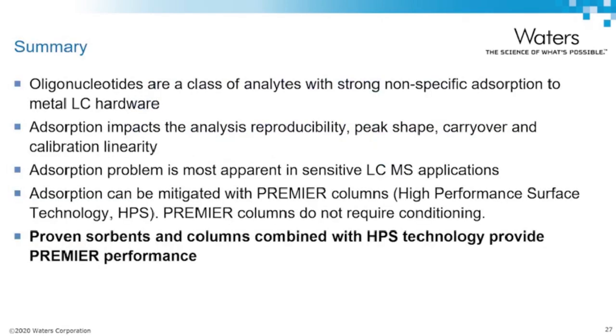Finally, we arrive at the summary slide. So I believe I convinced you that oligonucleotides are a class of analytes with a strong adsorption to the metallic surfaces, and this adsorption will impact your analysis reproducibility. It may impact peak shape, carryover, calibration linearity.